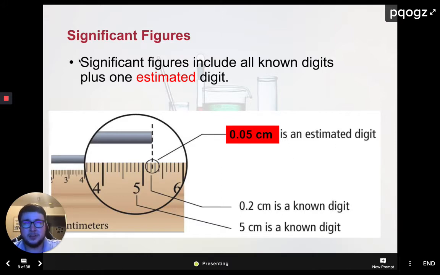That's what I mean whenever I say significant figures should have one estimated digit. I'm saying look at your instrument, give me all the known digits that you can. So this 5, this 2, and then give me an estimated digit on top of that. Eyeball it and kind of guess what that last digit is going to be. So that's where that 0.05 comes in.